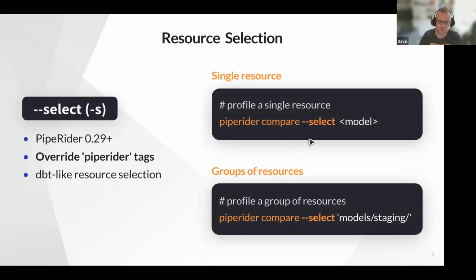So two basic examples would be specifying a single resource to profile or compare. Here we're selecting a specific model. And the second one would be a group of resources, for instance, all of the resources or models in the staging folder. As I mentioned, select will override tags. So it doesn't matter what models are in the staging folder or if they've been tagged with the PipeRider tag or not. Using this command, all of the resources in that folder would be profiled or compared.